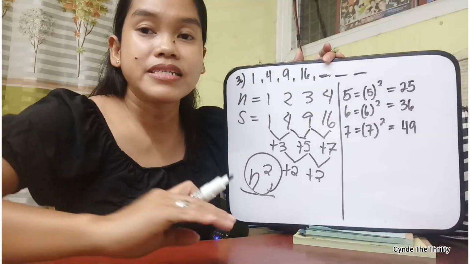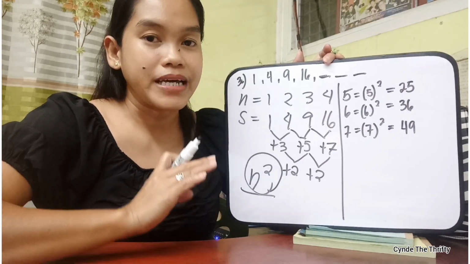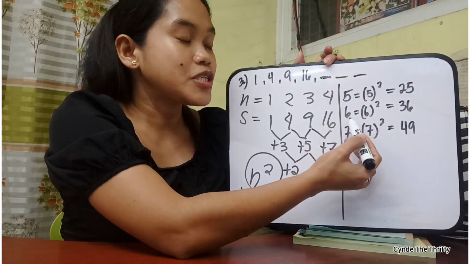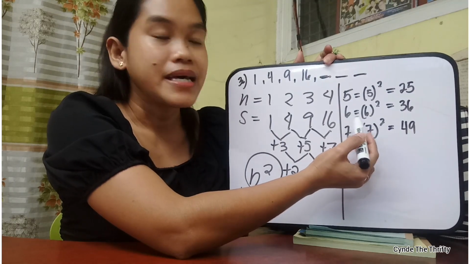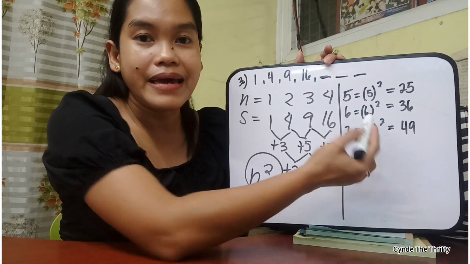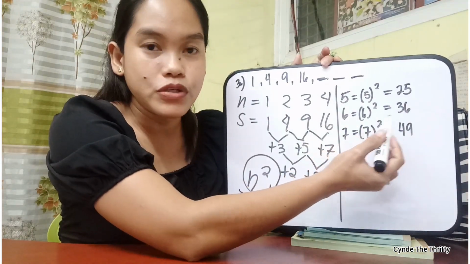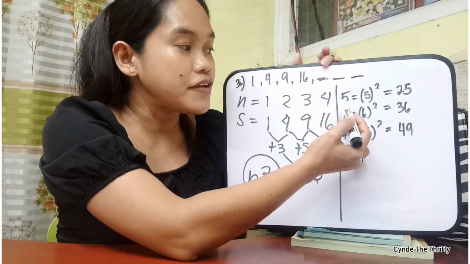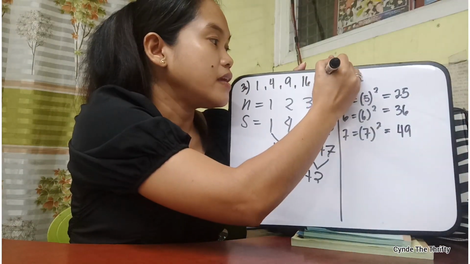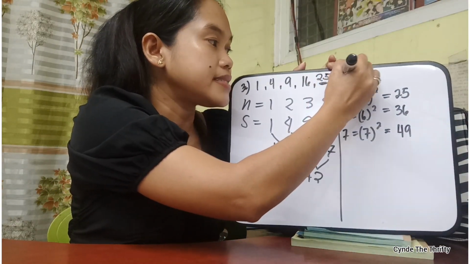Kasi ang 5 squared, si 5 i-multiply mo sa kanyang sarili. So, magiging 5 times 5. And then, ang 6th term natin, ano yung term natin hinahanap? 6. So, ibig sabihin, si n i-replace natin ng 6. So, 6 squared, or 6 times 6 is equal to 36. So, ibig sabihin, ang 5th term natin is 25. Ang ating 6th term is 36.